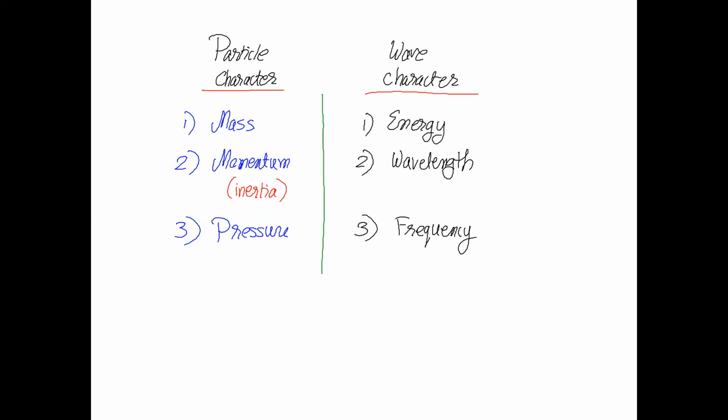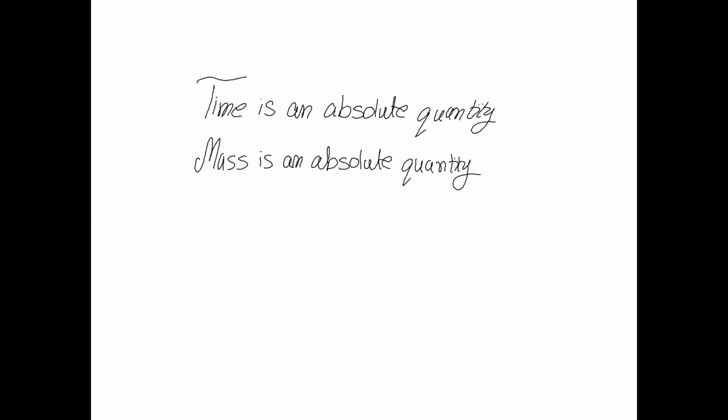Done, sir. Time is an absolute quantity. Mass is an absolute quantity. This is all part of Newton physics. Time is an absolute quantity means what? Time doesn't change for anyone. You are sleeping, you are studying, you are watching a movie, whatever you are doing, time is independent. Time will be the same. Mass is a universal quantity.